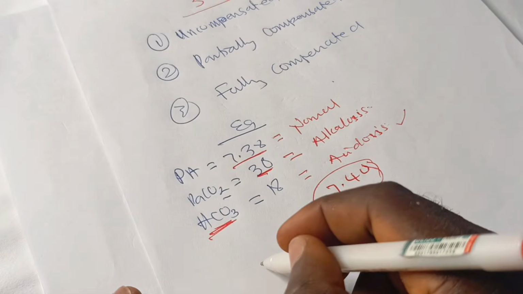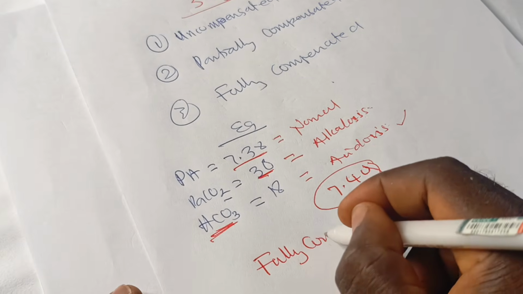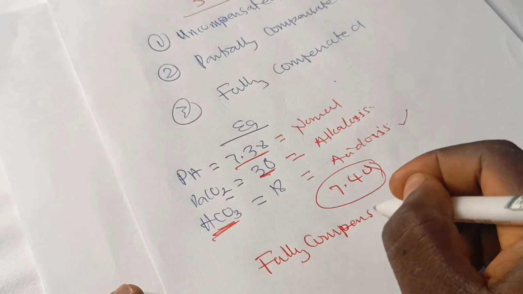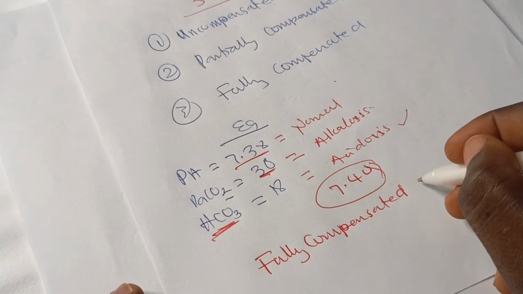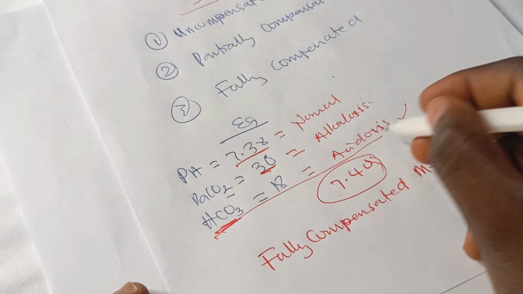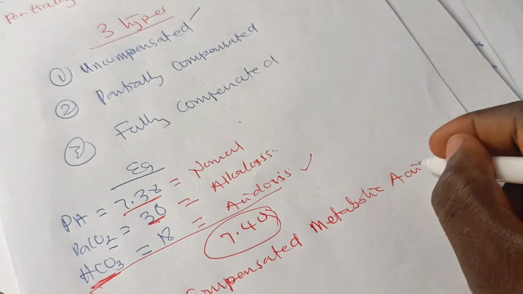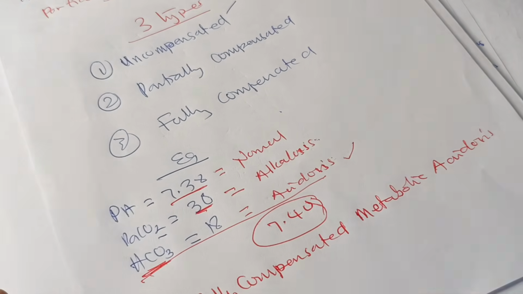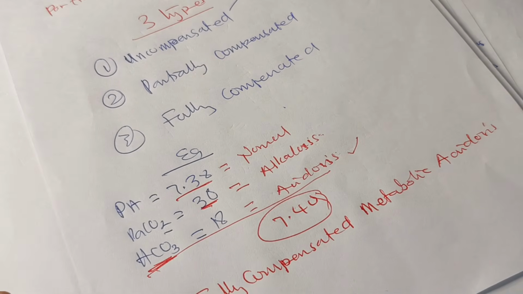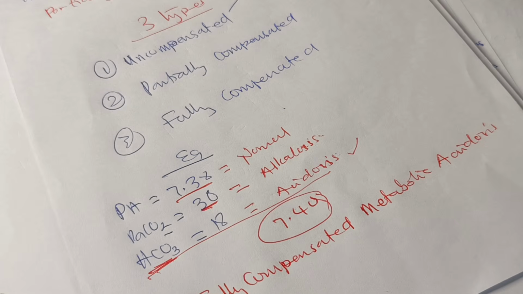Therefore, this is a classic example of what? Fully compensated metabolic acidosis. Okay, this is an example of what? Fully compensated metabolic acidosis. All right. Okay.